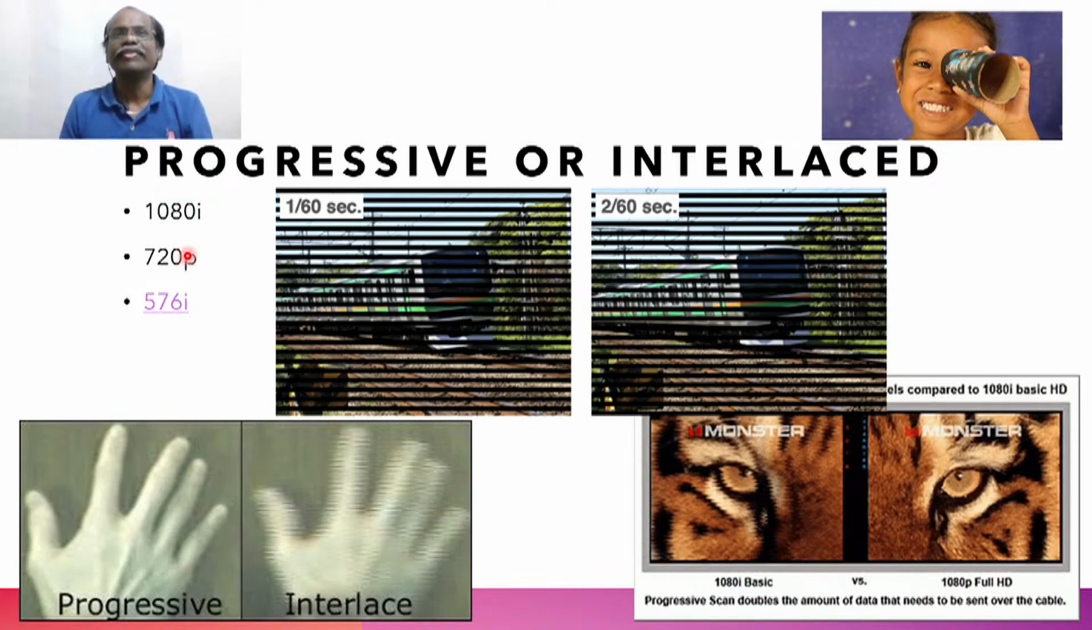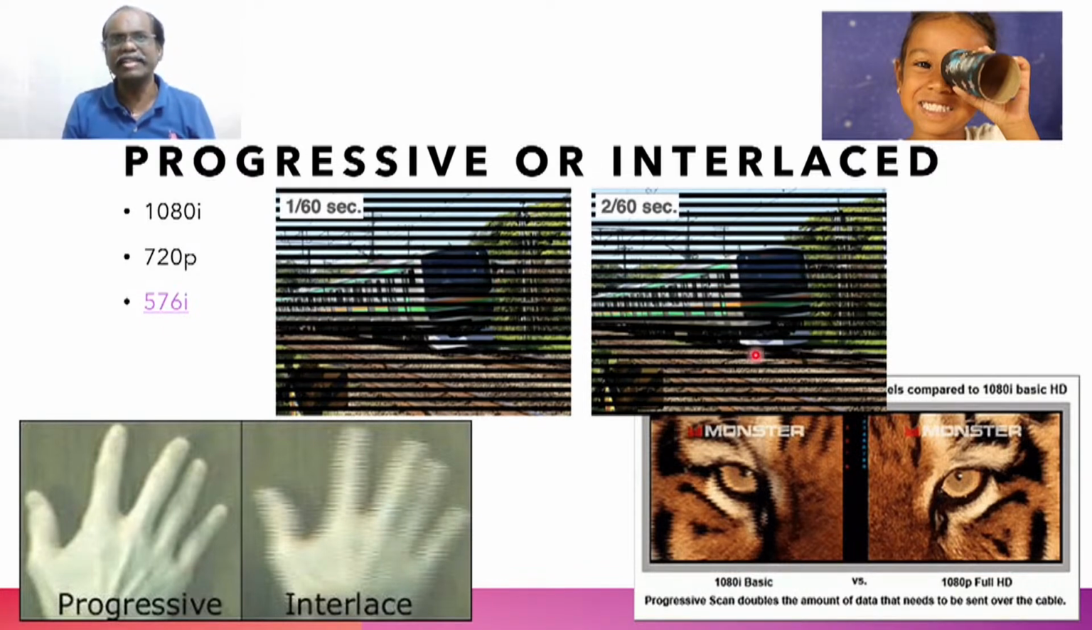It's old technology. 576i. Let me show you what is 576i. 576 means the height is 576. I means interlaced. What is that video? So how will the video look? Because it has been captured like this, the video will look like this.